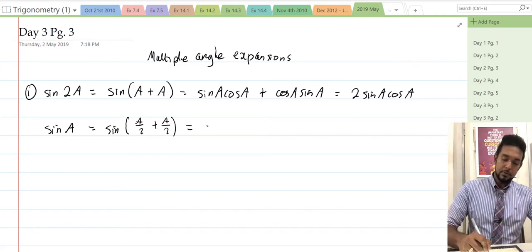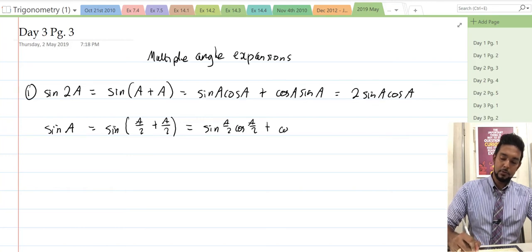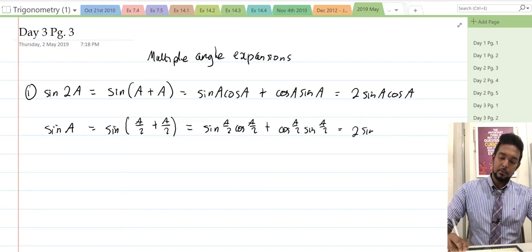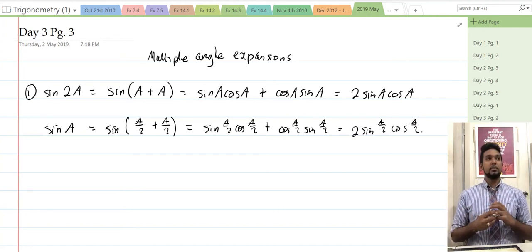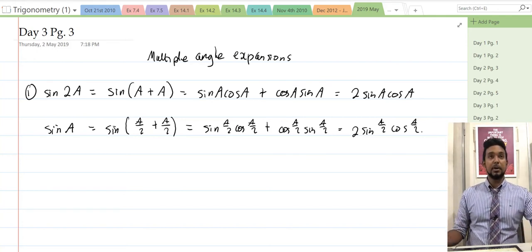Alright, which will give us the same thing. So sine A over 2 cos A over 2 plus cos A over 2 sine A over 2 is equal to 2 sine A over 2 cos A over 2. So anything that can be split into 2 equal halves, which is almost any number, even if it's an odd number, like if it was 3, you get 3 over 2, right? You can create an expansion for it.